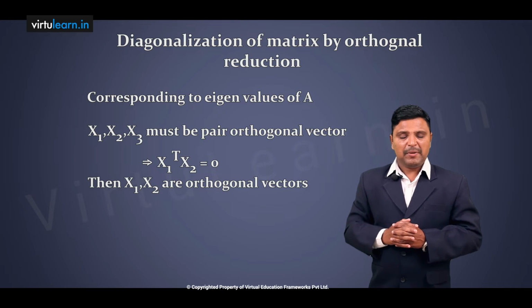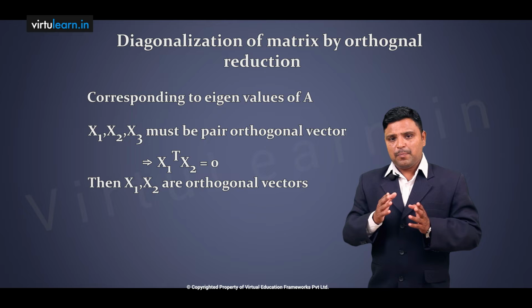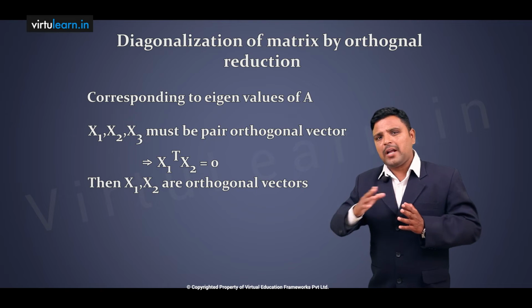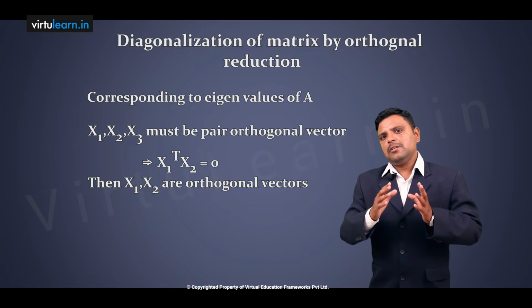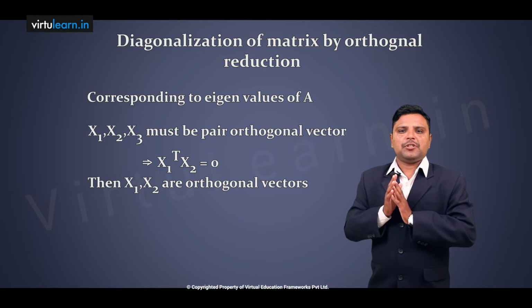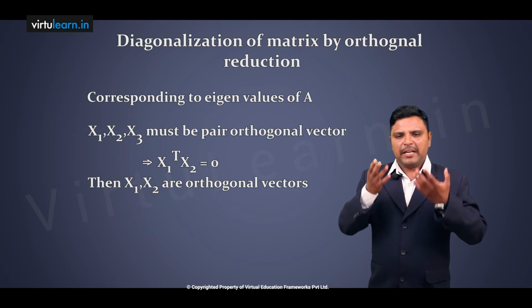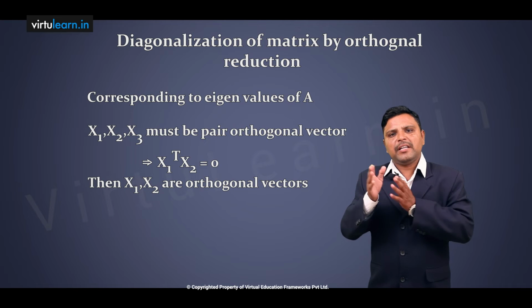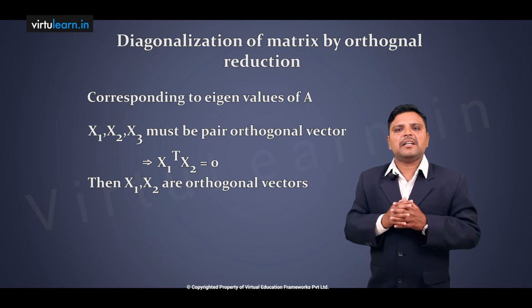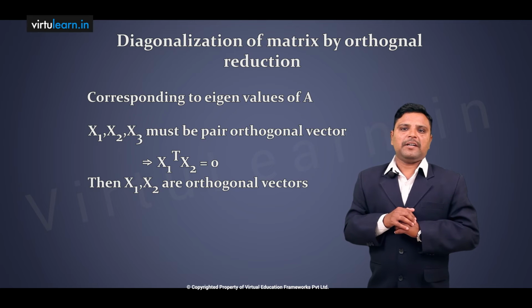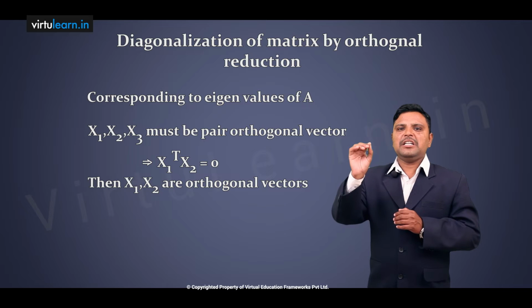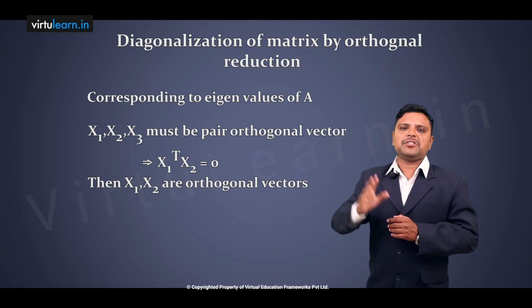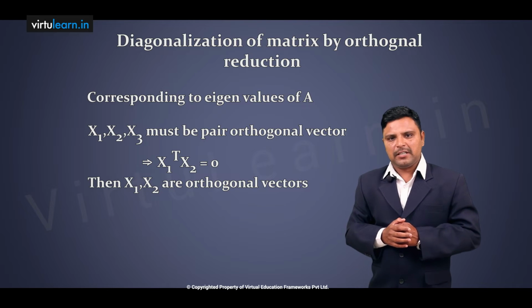One thing you have to remember, this is very, very important. Suppose the eigenvalues are all different. Then there is no need to check this procedure. Whatever eigenvectors x1, x2, x3 you get are automatically pairwise orthogonal vectors. We can write in the procedure clearly that x1, x2 and x3 are pairwise orthogonal vectors.